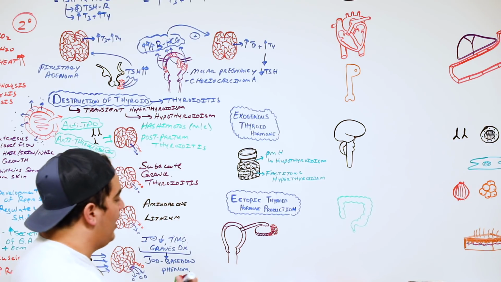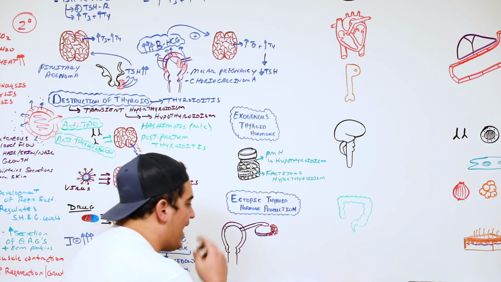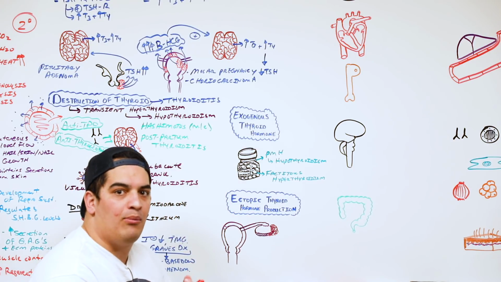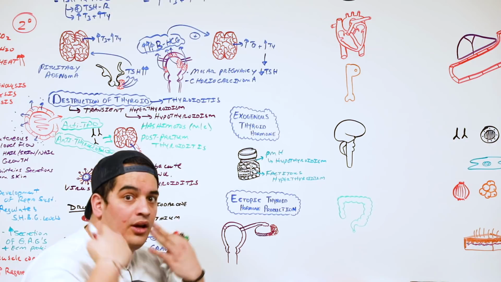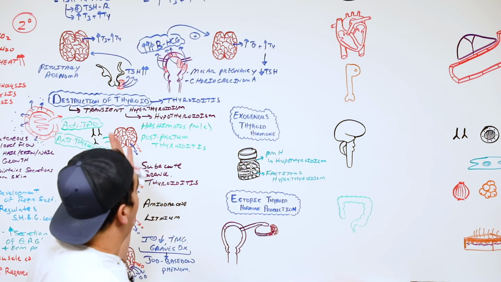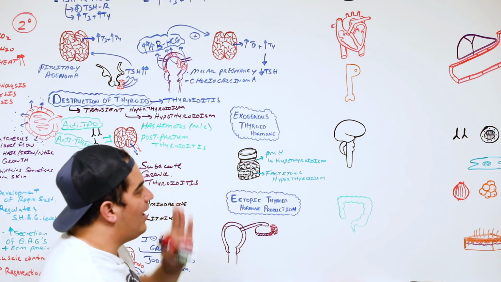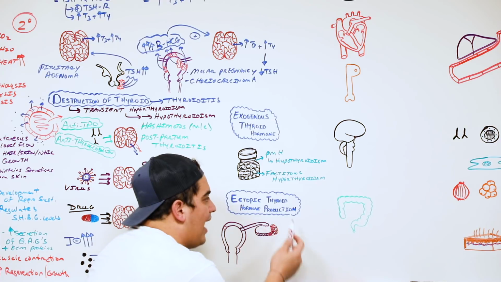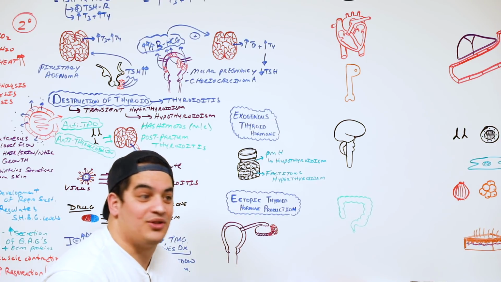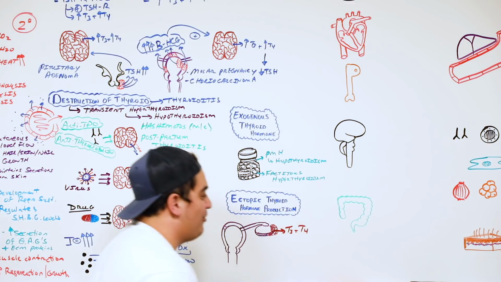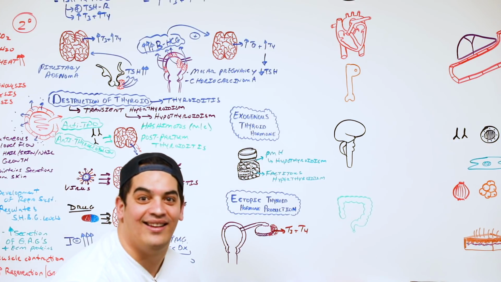The last one, and the USMLE used to love to ask this one, is you figured that there's no problem with the thyroid hormone at the thyroid gland. There's no problem with the pituitary. There's no problem with thyroiditis, or that they're not taking thyroid hormone. The last thing you want to be thinking about is what's called ectopic thyroid hormone function. Meaning, in other words, you're making thyroid hormone, but you're making it from a tissue that's not the thyroid gland.